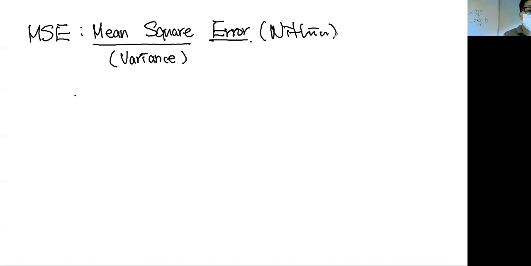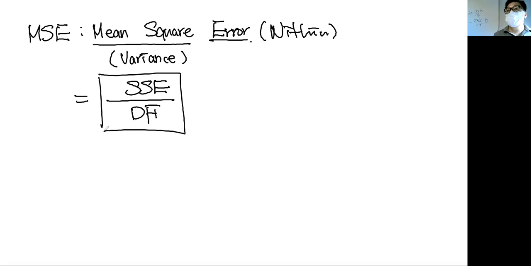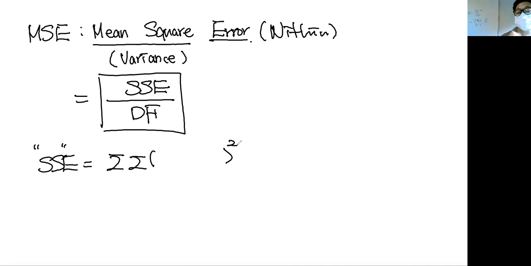It's the same thing. MSE from SSE and degree of freedom. So we are going to discuss the SSE first. It will be the double summation. Yeah, always it is a double summation. And it is a sum of square, right? It's a double summation of square.